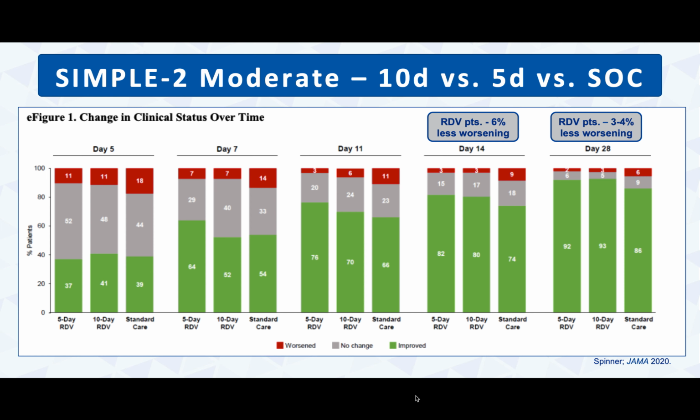We can see at day 14, the remdesivir arms had a 6% lower proportion of patients worsening compared to standard of care, which narrowed to a 3 to 4% difference by day 28. It is important to consider that because these patients started with such low severity of illness, the term worsened here could be something as simple as initiation of low-flow oxygen supplementation with nasal cannula. Overall, there were very low rates of poor outcomes in the study, with 1 to 2% mortality in the remdesivir arms by day 28 versus 2% in standard of care arms.